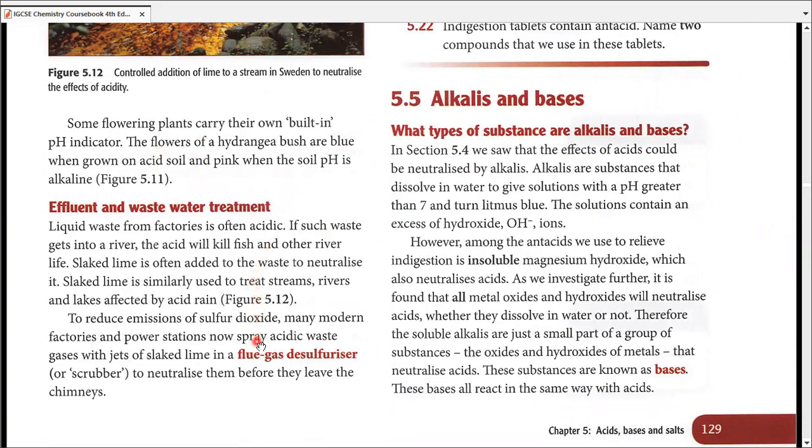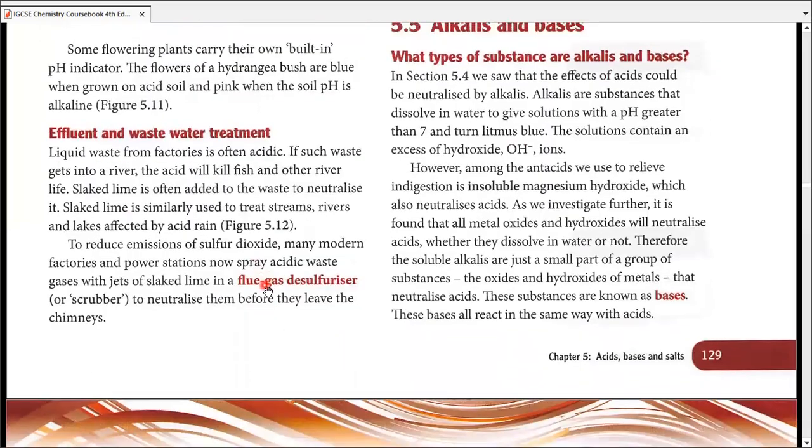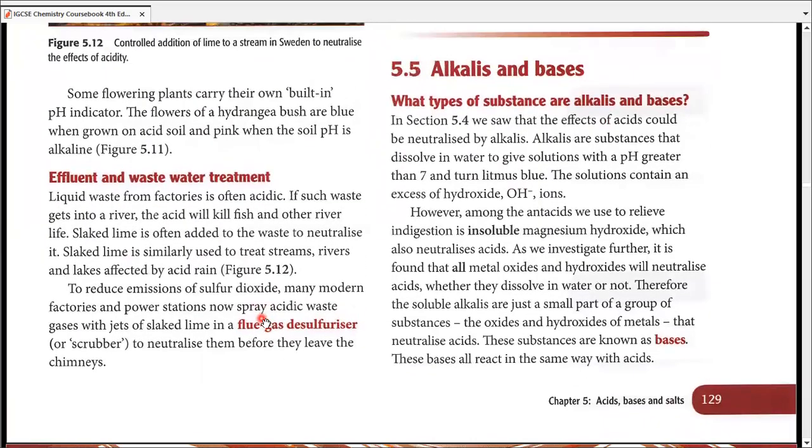Let me tell you, some indicators do come from plant sources. Next up is effluent in wastewater treatment. Effluent is the waste that can flow out of the industry. So liquid waste from factories is often acidic. If such waste gets into a river, the acid will kill the fish and the other river life. This includes the plants as well as the fish.